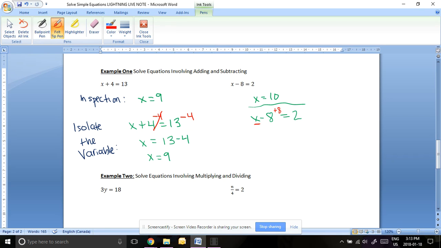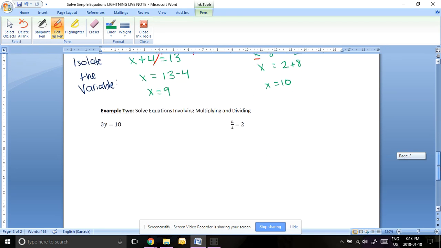Minus 8 plus 8 is 0. So because you did it on this side, you also do it on this side. So then you're left with x equals 2 plus 8. So x equals 10. 10 is the solution. So we solved the equation to find the solution. x equals 10 is the solution because 10 minus 8 is equal to 2. So that's one type with adding and subtracting.